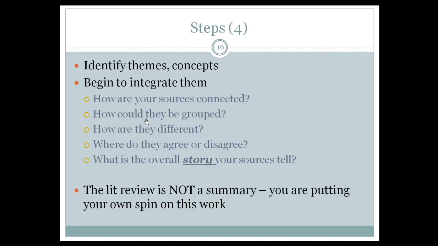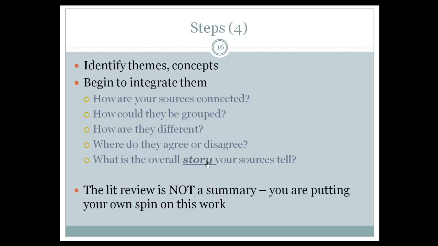Would they all mean the same thing, or are there two categories you'd put them in? How are they different, or how are they similar? In which areas do they agree or disagree? And then maybe take a step back and say, what's the overall story that these sources are telling?